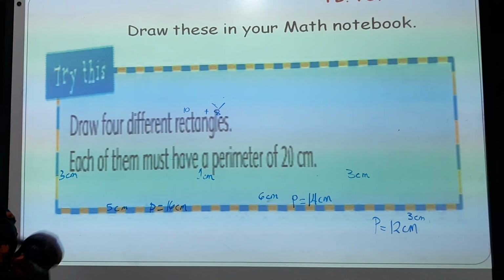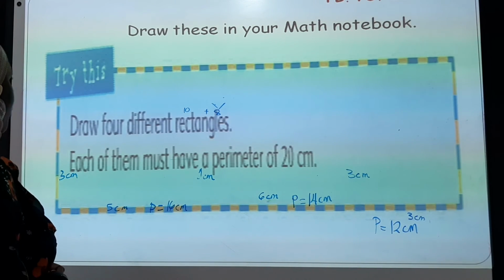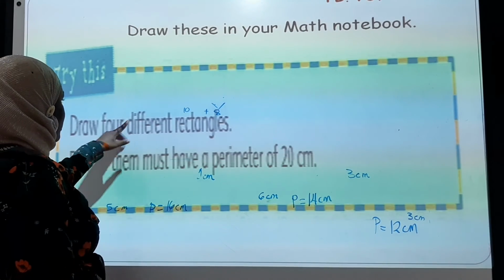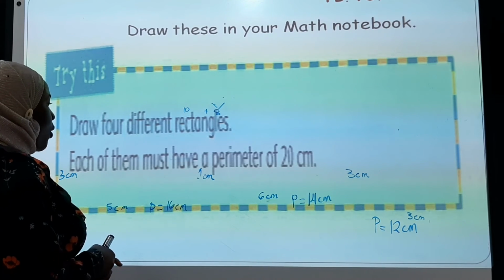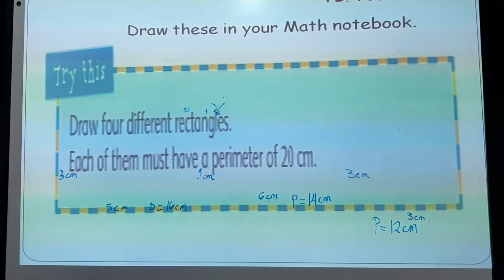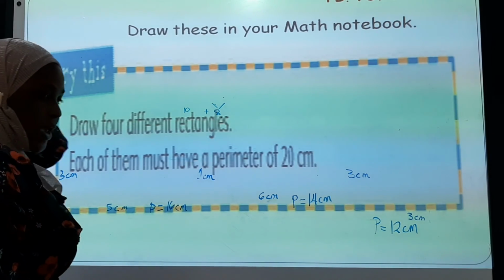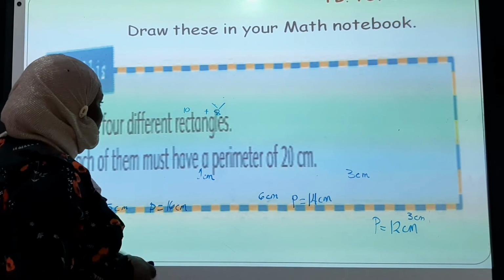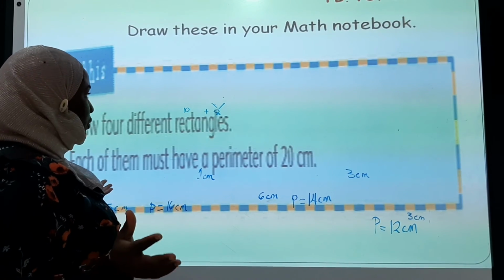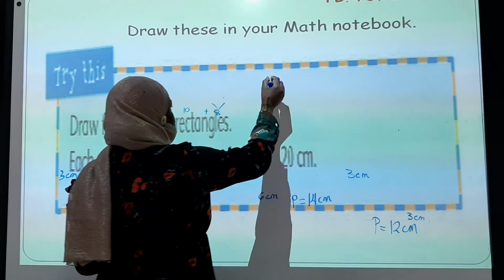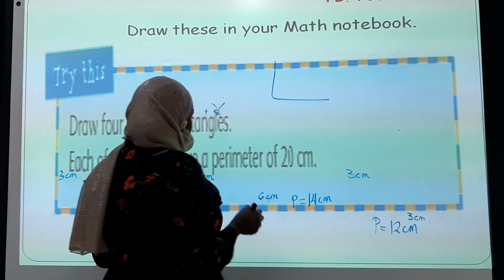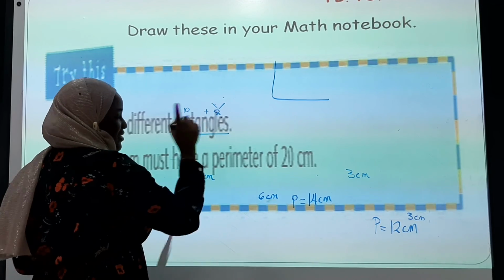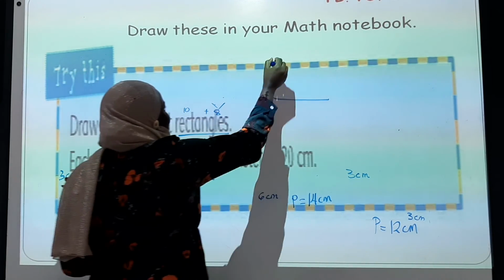And that's it. Okay, so for this, you're going to draw this inside your notebook. Here you have to draw 4 different rectangles. And each of them must have a perimeter of 20 centimeters. It's up to you. Okay, you can decide to make it this way. They have to be rectangles. Yes, it is very important to make it rectangles.